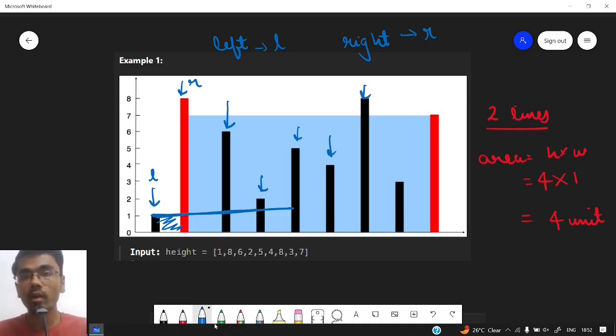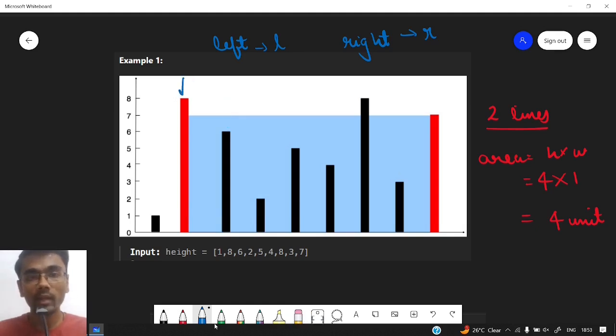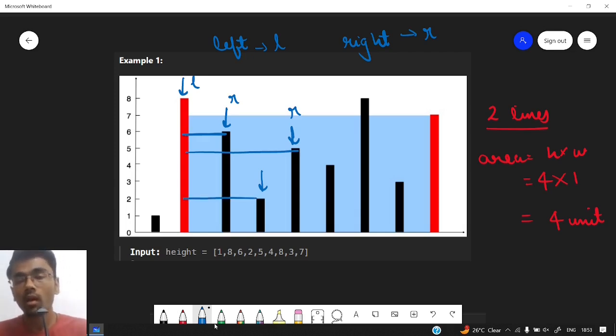In the end, when our right line reaches here, we will shift our left line. So now my left line will be here and the right line will start from here. Then again we will move our right line and try out each and every possible combination. What is the amount of water stored by these two lines, then by these two lines, then by these two lines, and so on and so forth. But the problem here is the time.